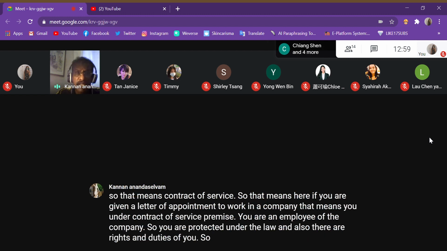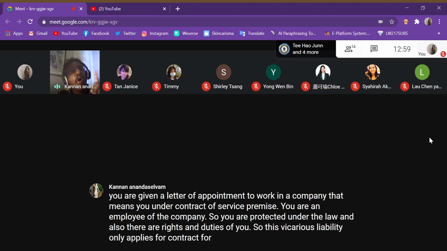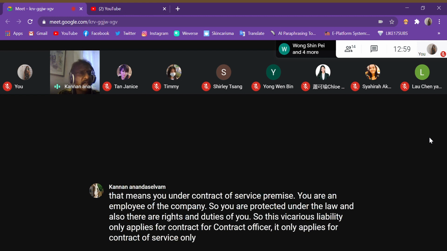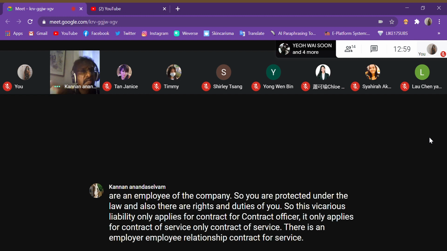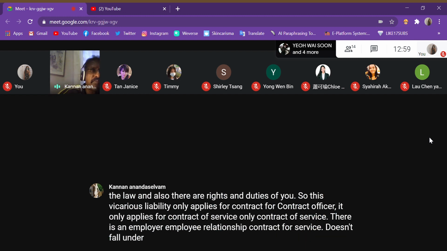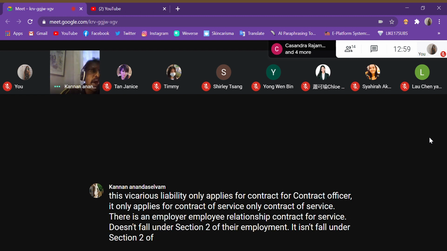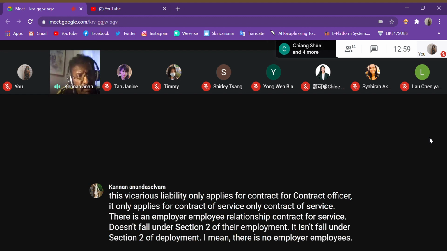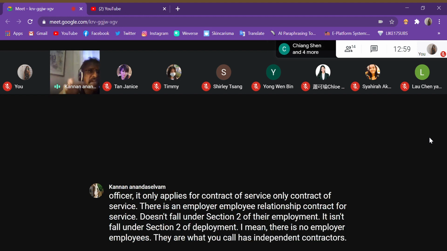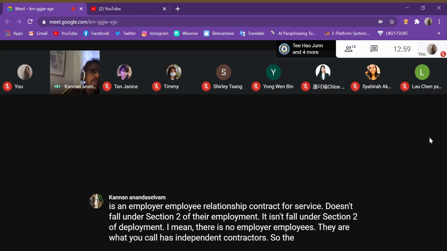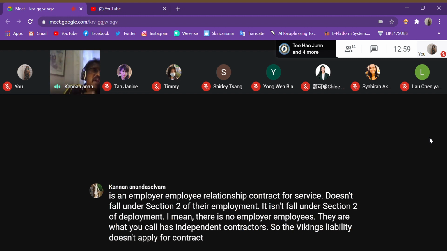So this vicarious liability only applies for contract of service, where there is an employer-employee relationship. Contract for service doesn't fall under Section 2 of the Employment Act. That means there is no employer-employee relationship. They are what you call independent contractors. So vicarious liability doesn't apply for contract for service. It only applies for contract of service.